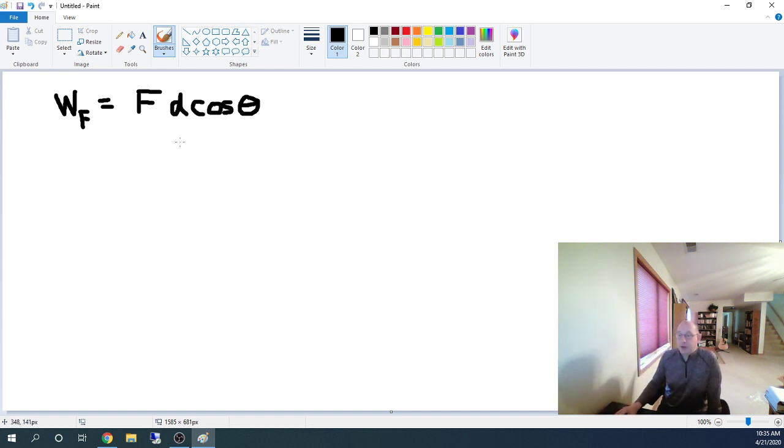So this is the formula for calculating the work, and Abby was asking, well, how do you figure out what this theta is? Well, I'm going to look at a specific situation.